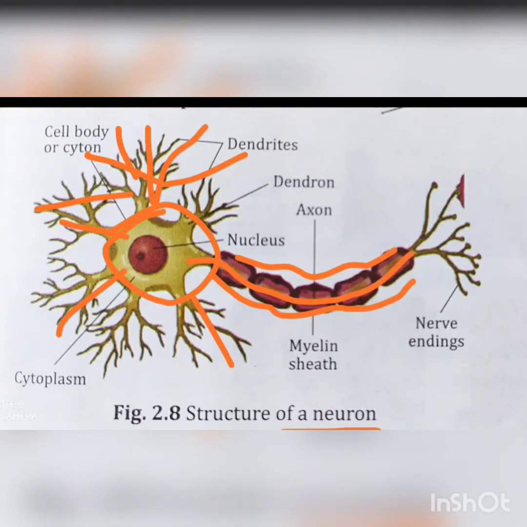Several axons are bundled together to form a nerve. The brain and spinal cord are made up of nervous tissue.